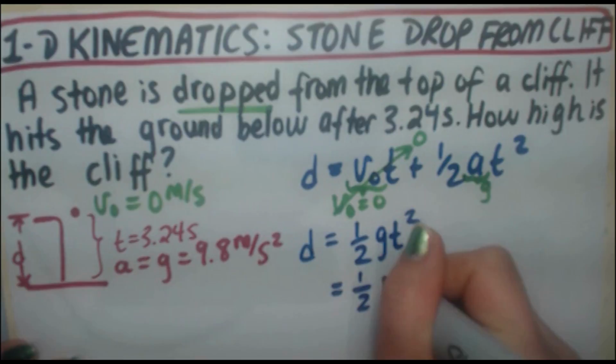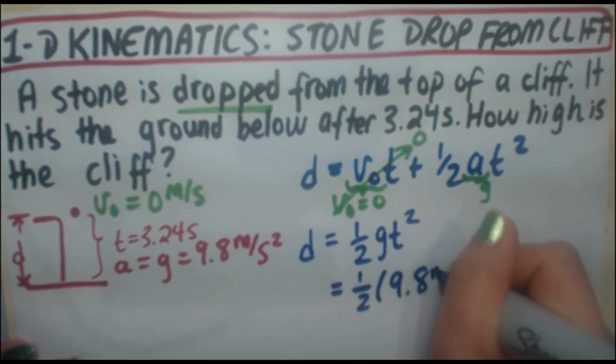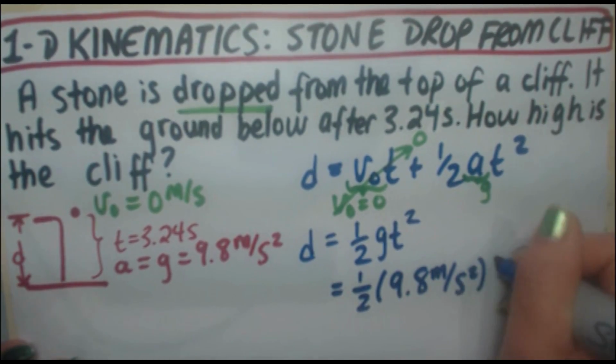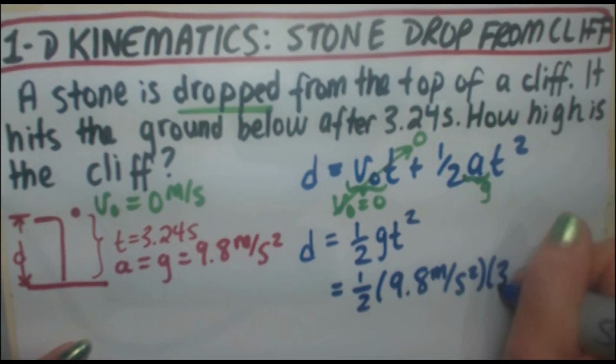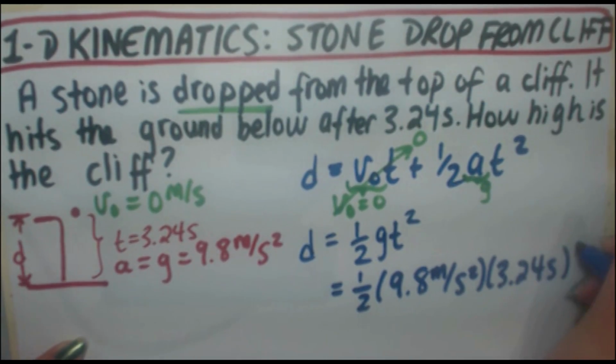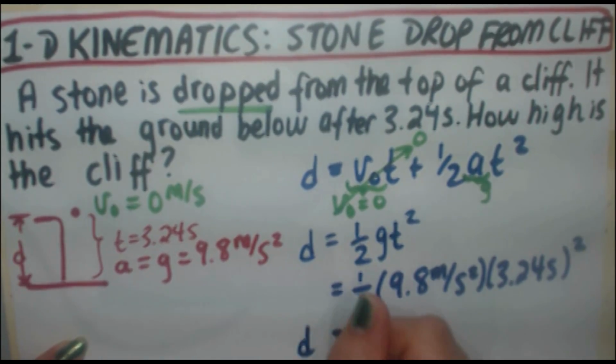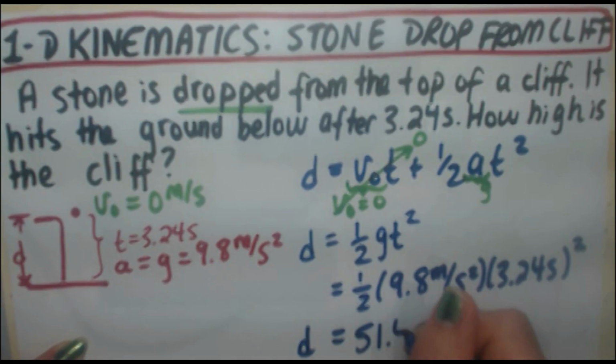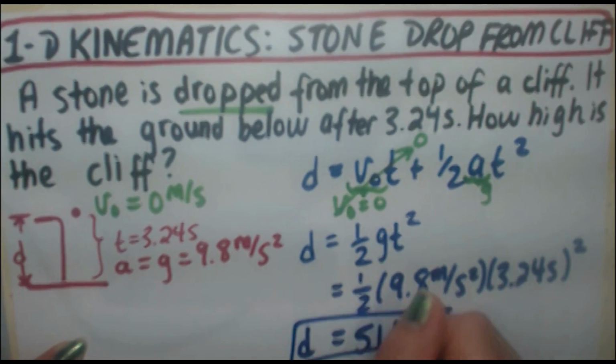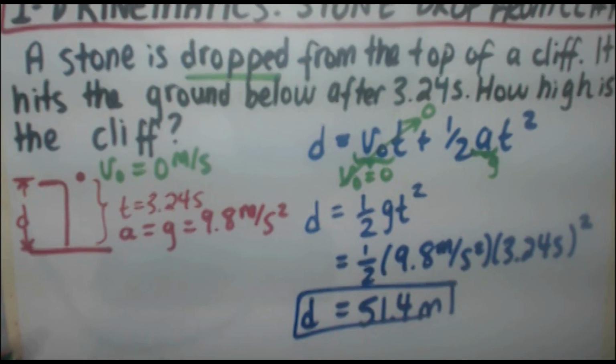So all you have to do is plug in your values. 1/2 times 9.8 meters per second squared. The time it takes to fall is 3.24 seconds. Make sure you square that. And you end up with d equals 51.4 meters. And that's it, guys. I'm telling you, that was a really simple question, especially compared to the last one.